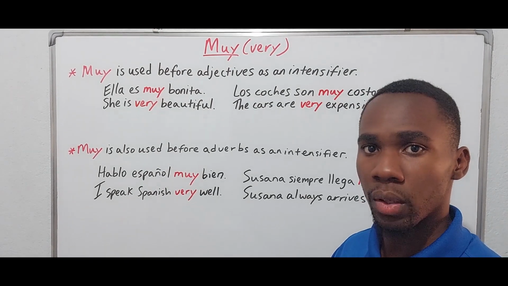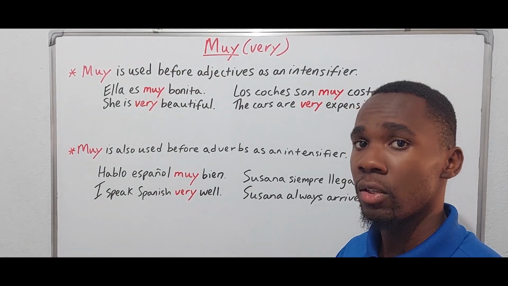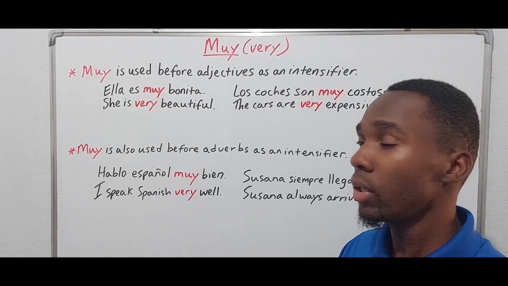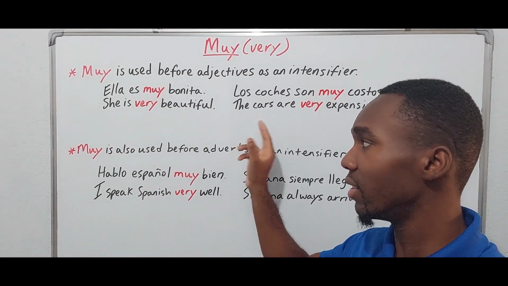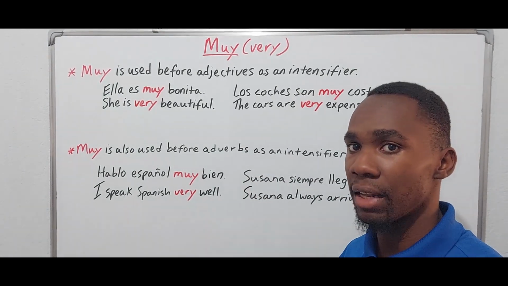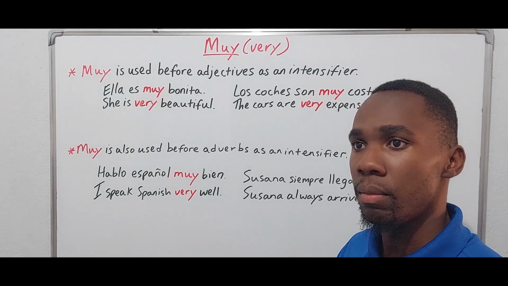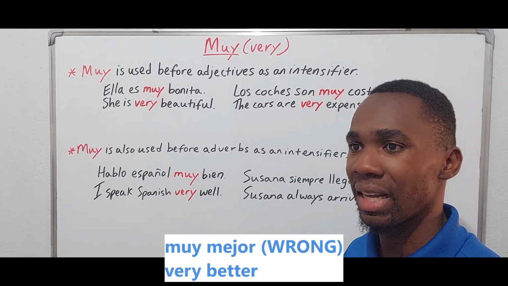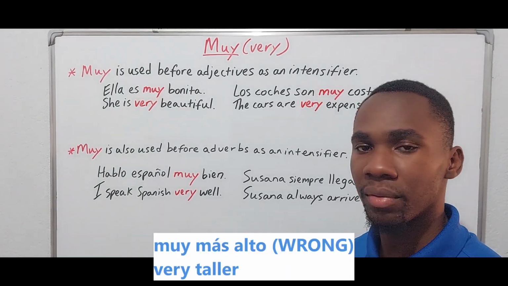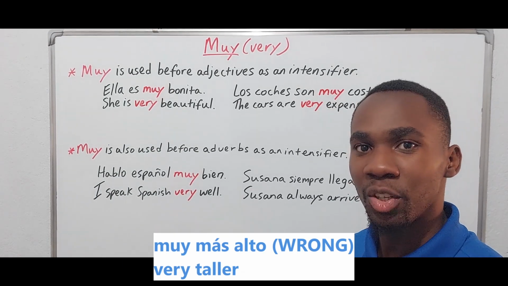So words such as taller, shorter, etc., you never use muy before those. Because I told you that muy is used before adjectives or adverbs, and a comparative can either be an adjective or an adverb. But you never use muy before those. So you would never say muy mejor, very better. No, you wouldn't say that. Or muy más alto, very taller. You wouldn't do that.